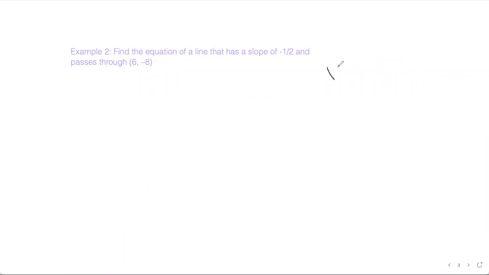So I'm going to always write up here y equals, and then fill in the blank x plus fill in the blank. Okay, I need to find m and b. So in this example, again, we're given that we have a slope of -1/2. That's my m. So I can go ahead and put my -1/2 over here. And once again, we don't have our b, but we have an x and a y. X is 6 and y is -8.